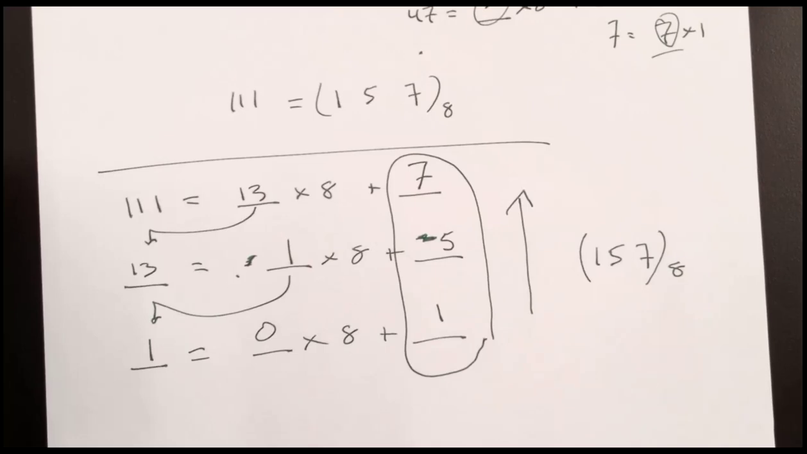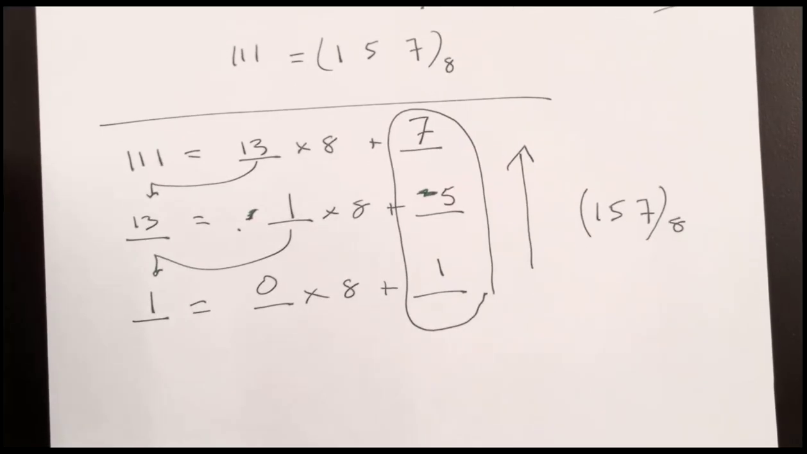This method only required me to know one number, the base. So as long as I can divide by the base and get quotient and remainder, I'm done.